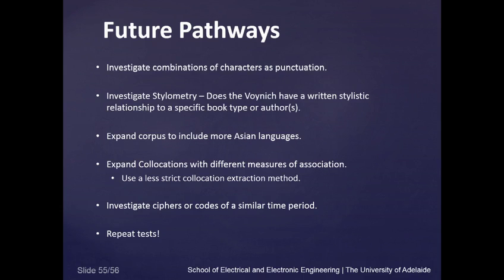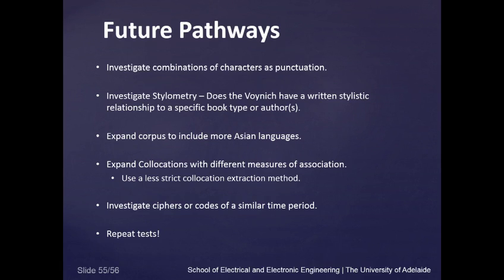You could investigate stylometry. This looks into whether the Voynich has a written stylistic relationship to a particular book type or a particular author. This has been used before to show whether Shakespeare was an actual person that wrote his own plays, or if they were written by other people under the name Shakespeare.